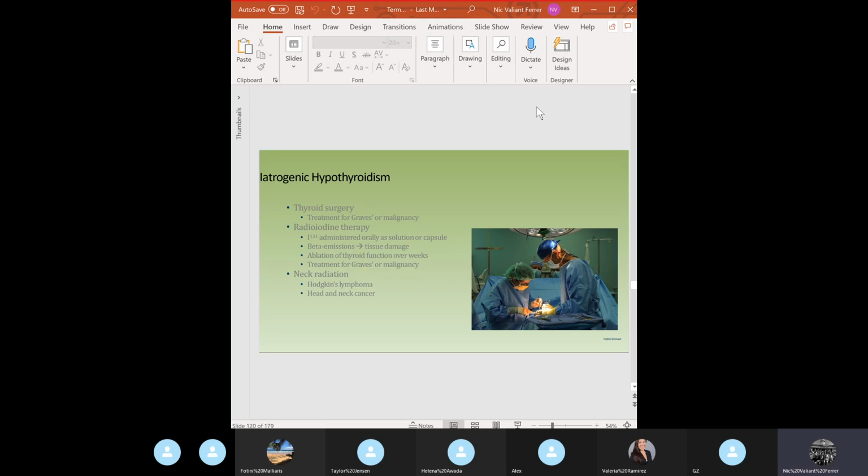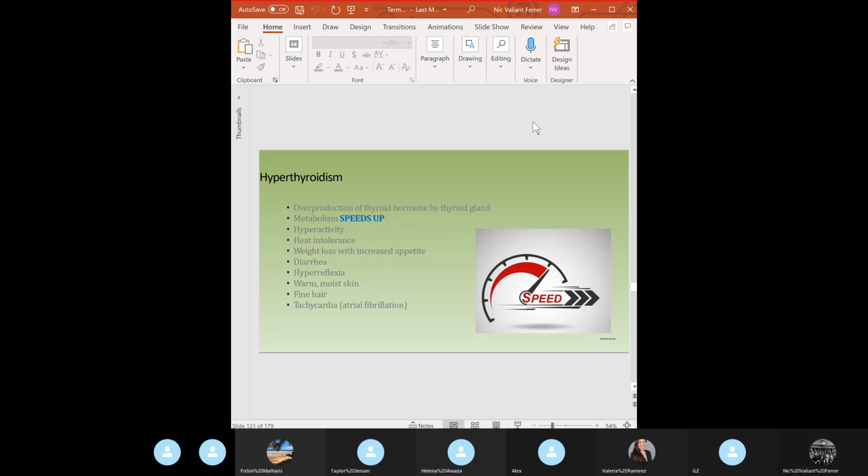Sometimes you can also have iatrogenic hypothyroidism if they remove your thyroid, or if they're giving you radioiodine therapy, which damages your thyroid tissue, or if you have neck radiation. Think about patients who have Hodgkin's lymphoma or head and neck cancer: iatrogenic hypothyroidism.